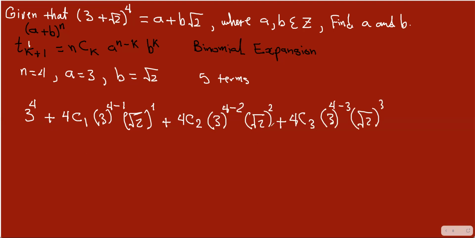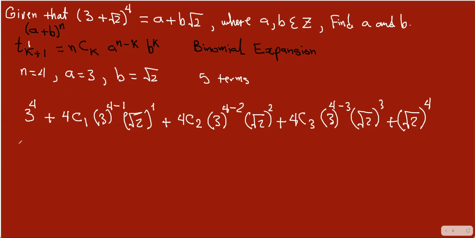Now we have 1, 2, 3, 4 terms, and for the fifth term, you don't need to use the equation. You could just take the root 2, which is b, and raise it to the power of 4. So the first term you take the 3 and raise it to the power of 4, and the last term you take the b and raise it to the power of 4, which is root 2. Because if you go 4 choose 4, it's going to be 1 anyway, and a to the power of 4 minus 4 is a to the 0, which is 3 to the power of 0, which is 1. That's why you don't have to bother writing that in, because you can take a shortcut: the first term is this to the power of 4, and the last term is this to the power of 4.